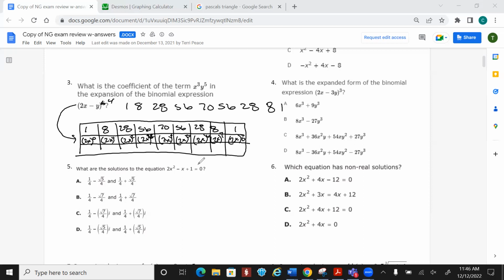Okay. Next one, we're going to take negative y, and we're going to raise it to the 8th power and then count down.